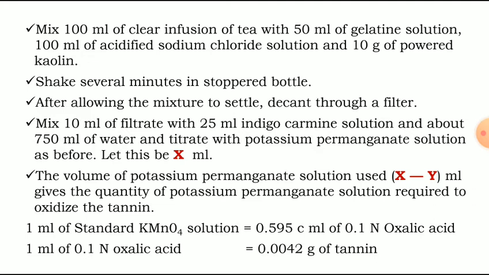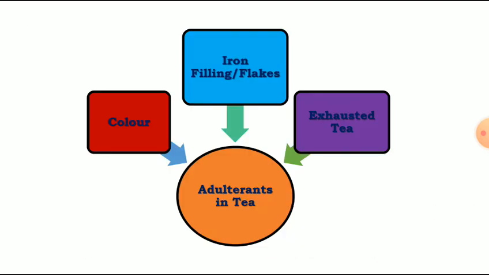Now the second part of this is adulterants in tea. There are three types of adulterants found in tea: color, then iron fillings or flakes, and exhausted tea. These are the three adulterants found in tea that we are going to see now in detail.